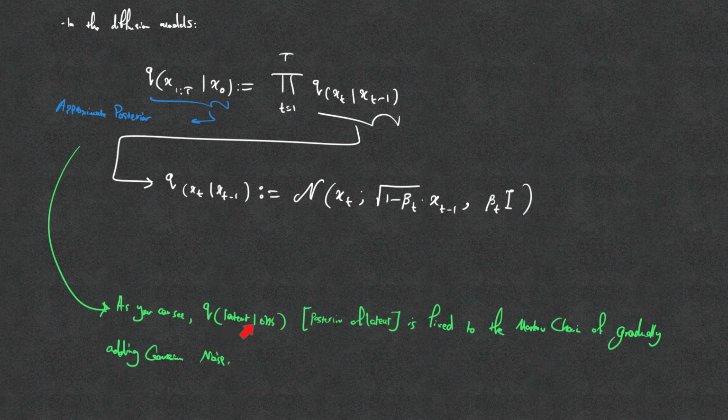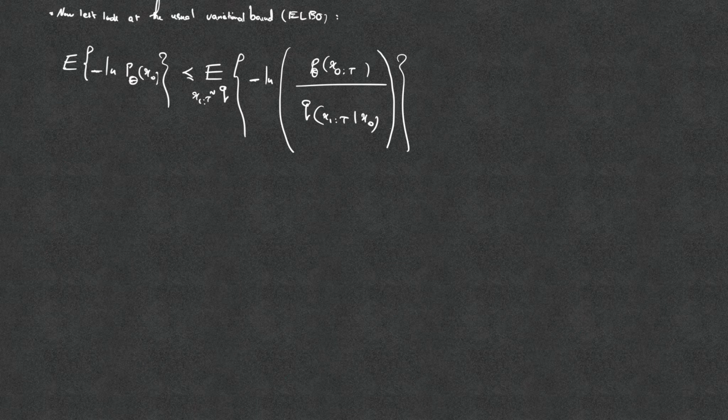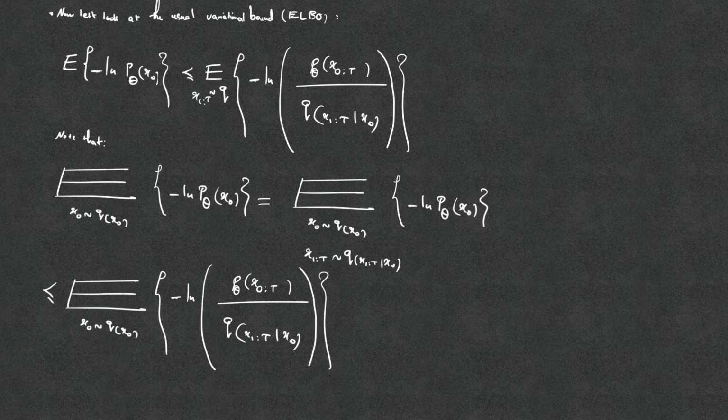Note that you have Q of latent given observation. This is called the posterior of latent. It is fixed to the Markov chain of gradually adding Gaussian noise as shown above. And again, beta 1 to beta T is called the variance schedule. Now let's look at the variational bound, or ELBO, for this. So you have the logarithm of the likelihood over there, and this is going to be the upper bound on this loss. And you can open this up and write it like this.